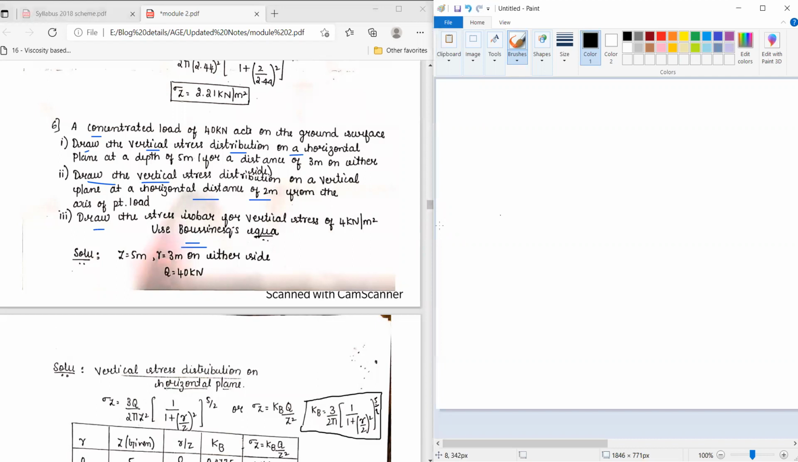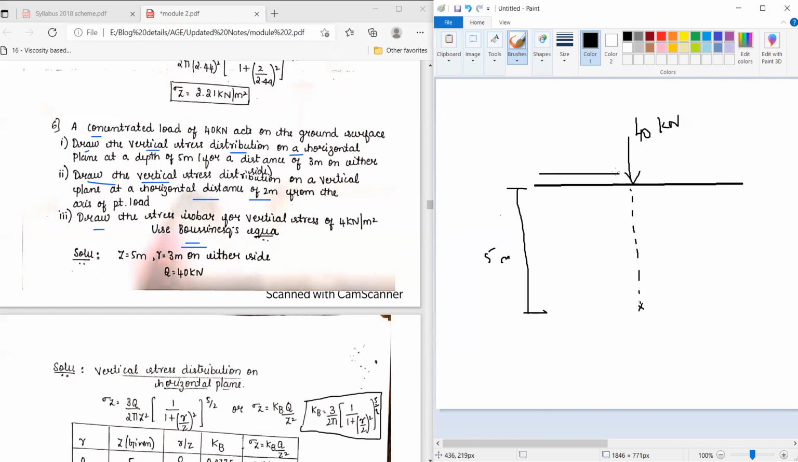Now, let us see how to solve this problem. So this is the ground surface. On this ground surface, he applied a load of 40 kilonewton. Now he is saying at a depth of 5 meters, to the left and right 3 meters, at a radial distance of 3 meters, we need to find out what stress is acting at these points.